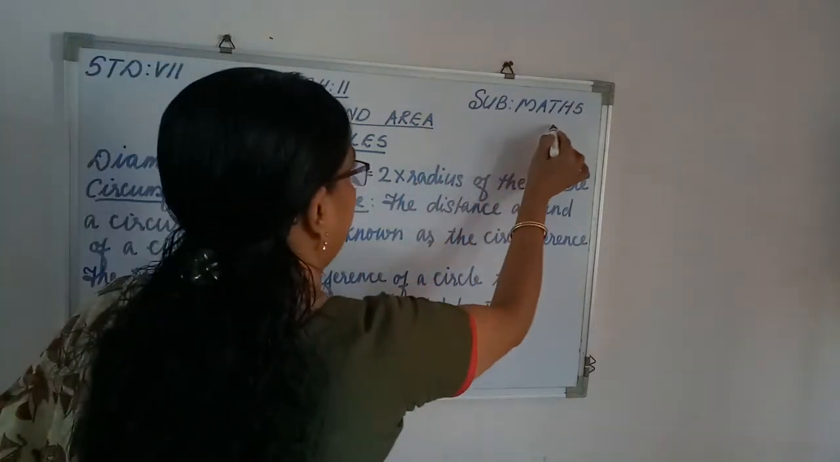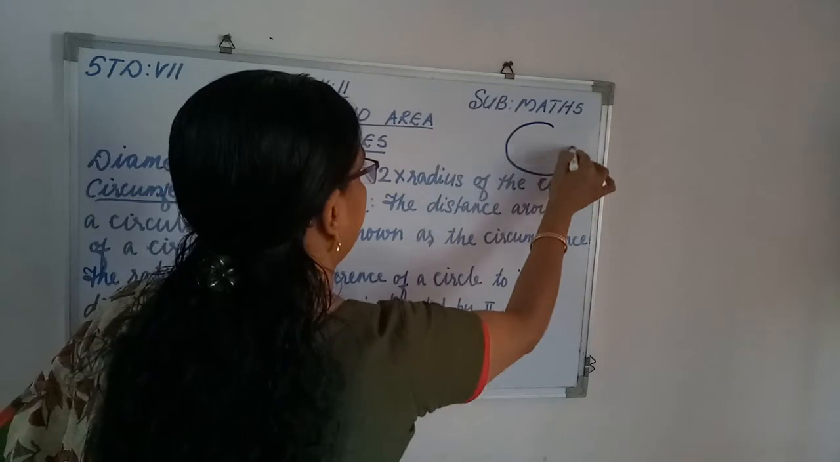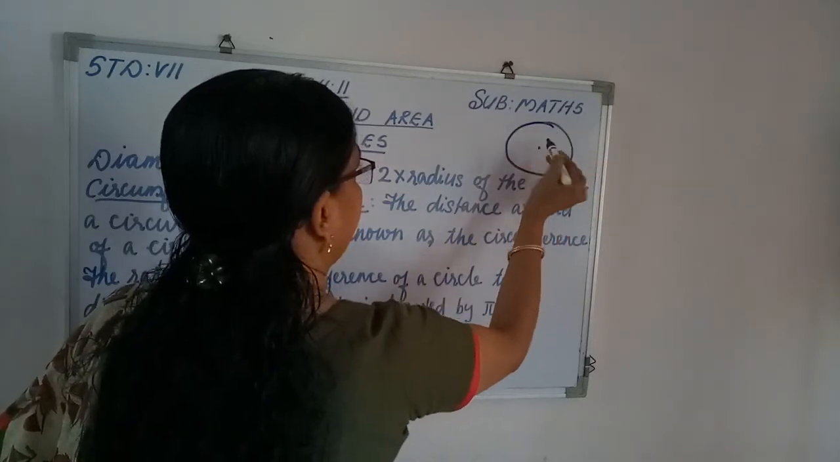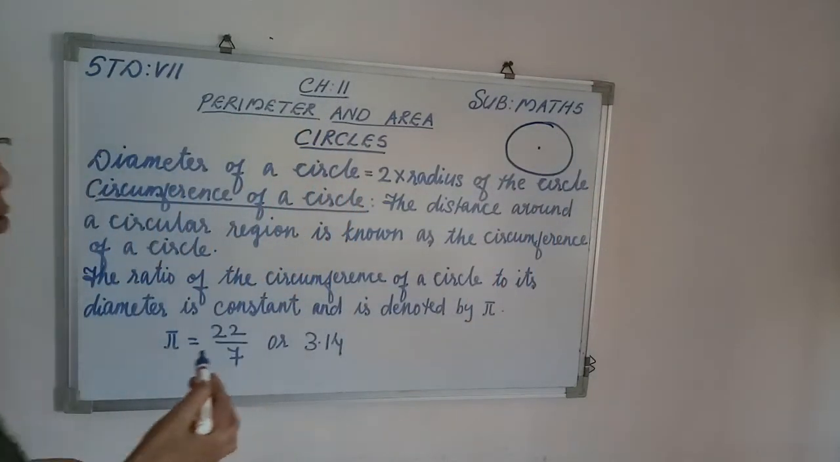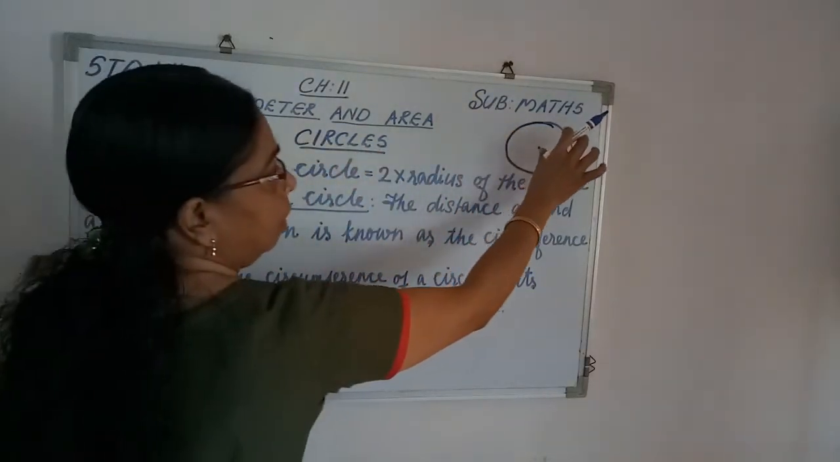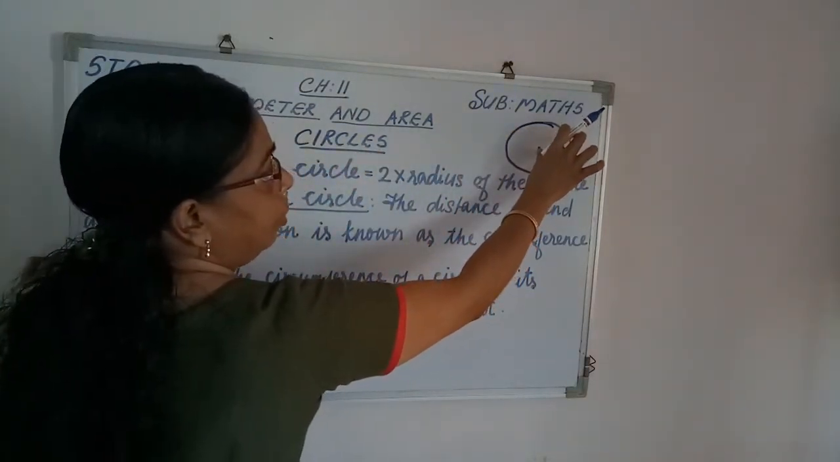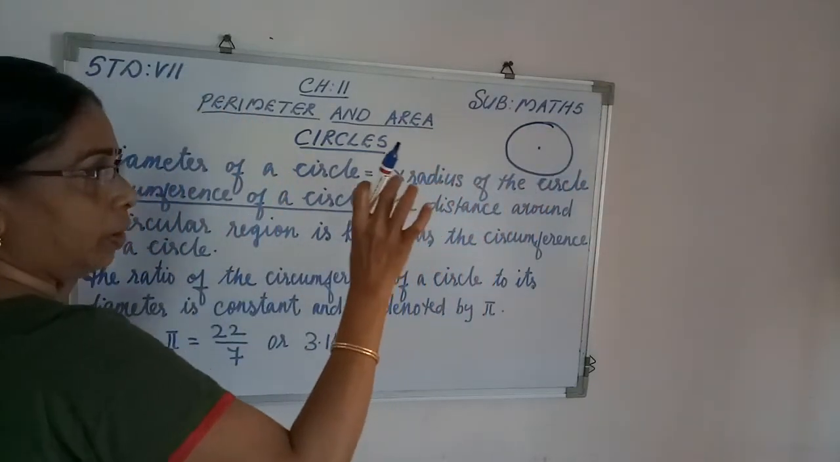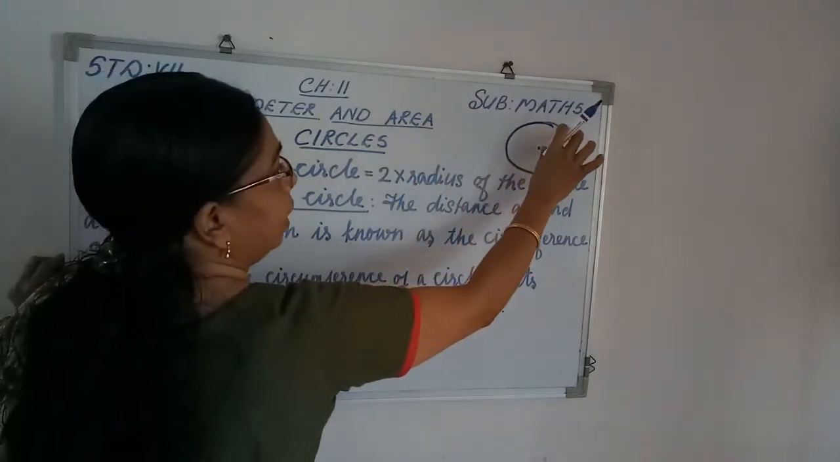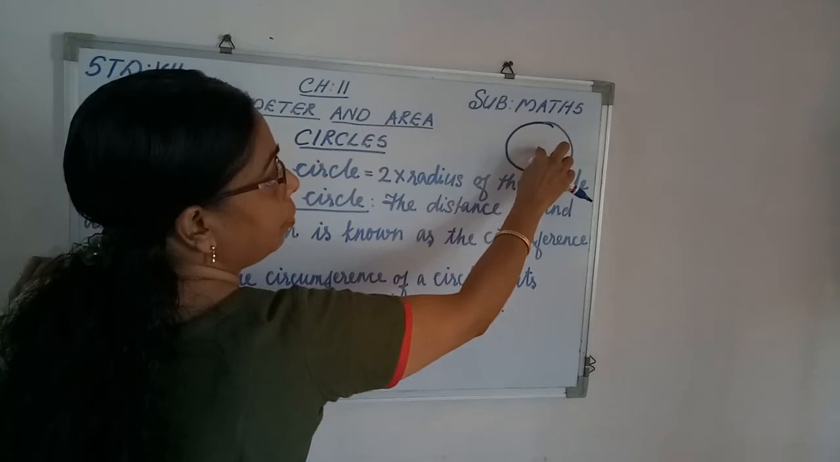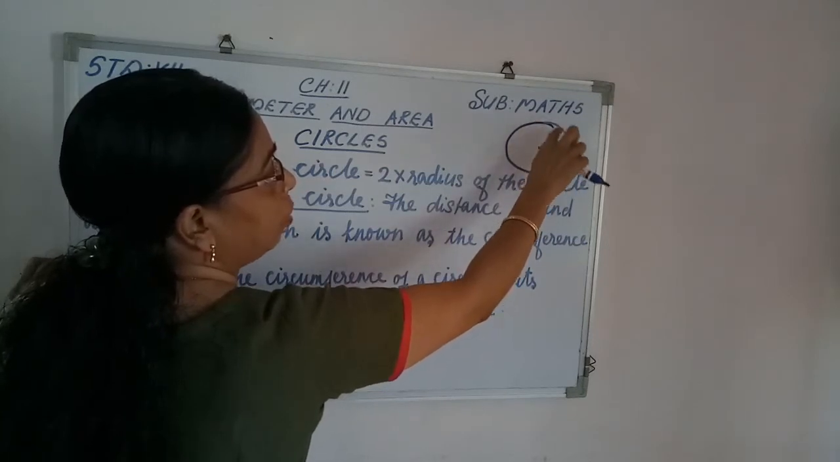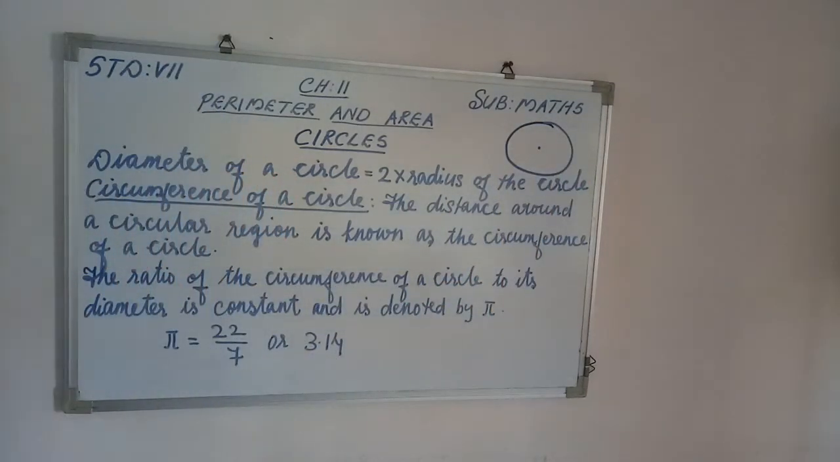So here I have drawn a circle. It will be with a center. You know how to draw a circle: keep a definite center, take a particular radius, then keep the point on this center and draw the circle with the given radius. So the diameter of a circle is double the radius.